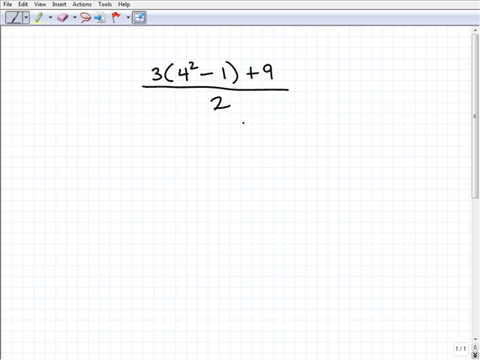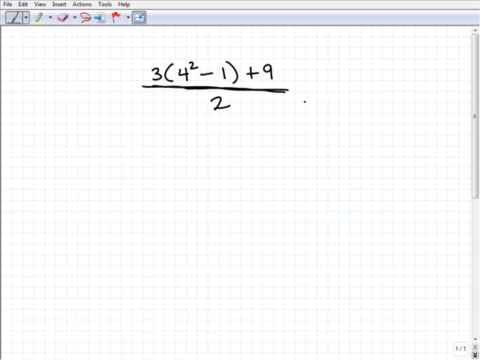Okay, so what am I going to do first here? Well, one thing you want to know, and I didn't tell you this when we were talking about PEMDAS, is this big fraction bar. This is a big fraction, right? We're going to have some huge numerator. Okay, 3 times (4 squared minus 1) plus 9. All this is the numerator, and then 2 is the denominator.